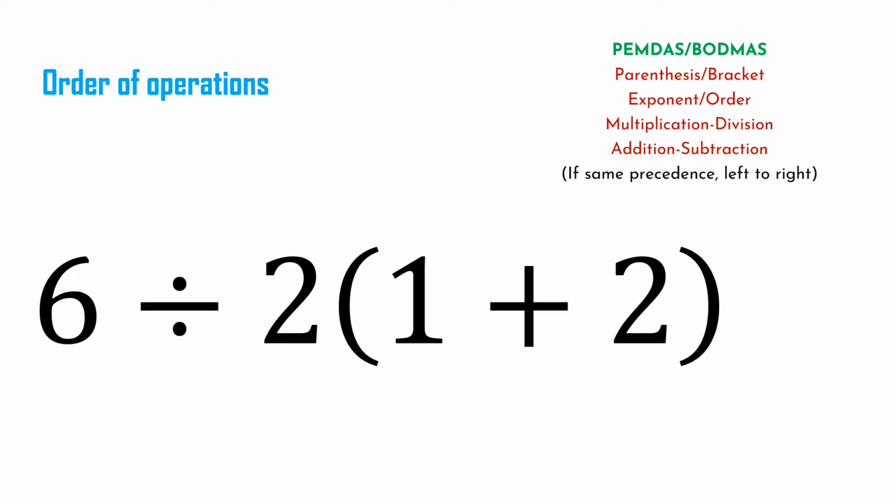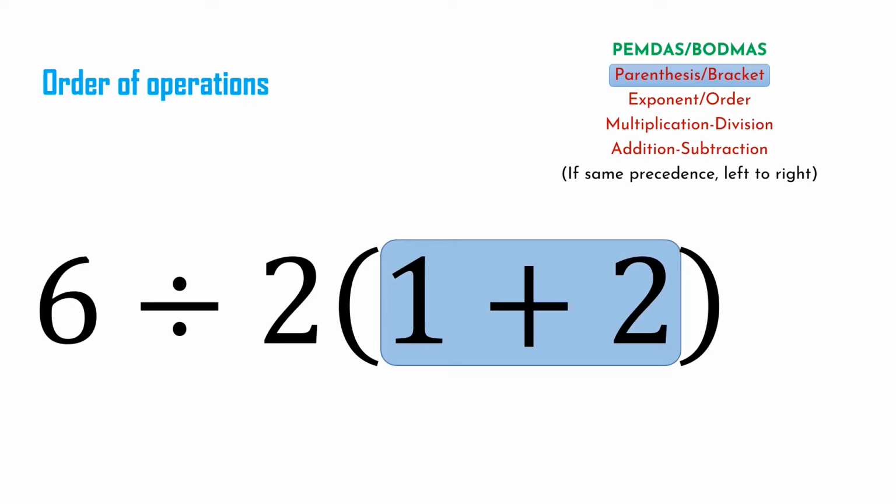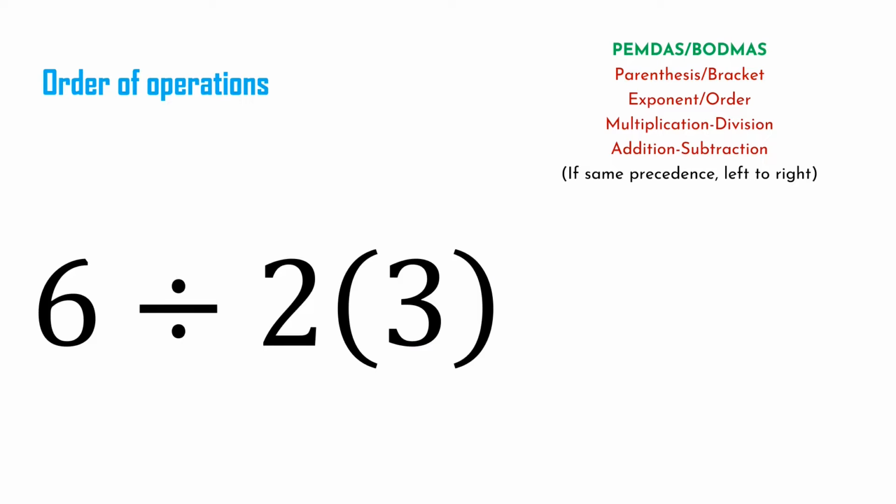The first step of the problem has no controversy. This expression contains a parenthetical expression, which will be evaluated first. 1 plus 2 is inside the parentheses, so we evaluate 1 plus 2 to get 3. Now the question is what to do next.